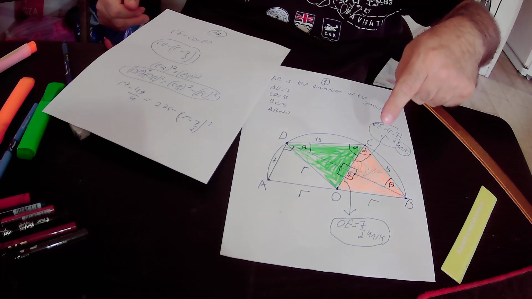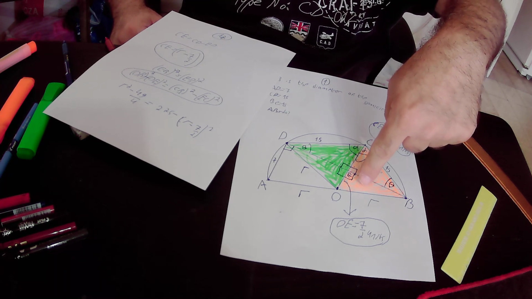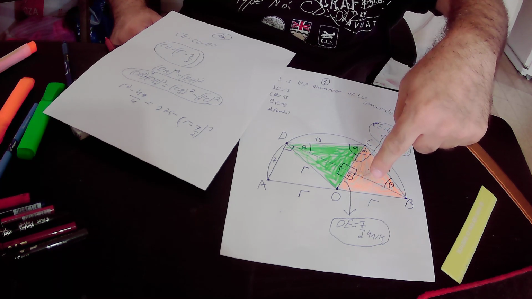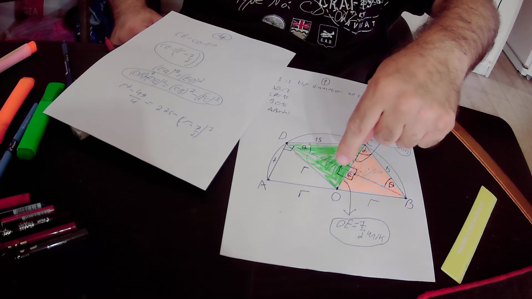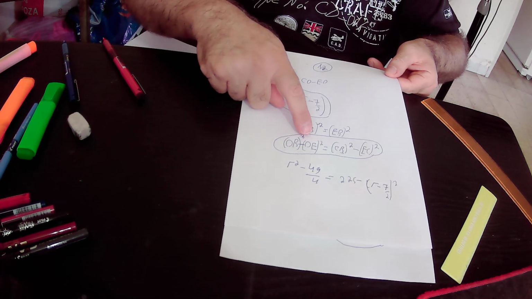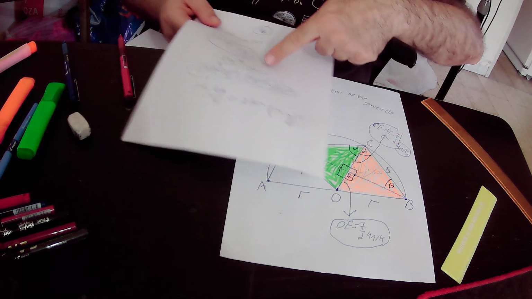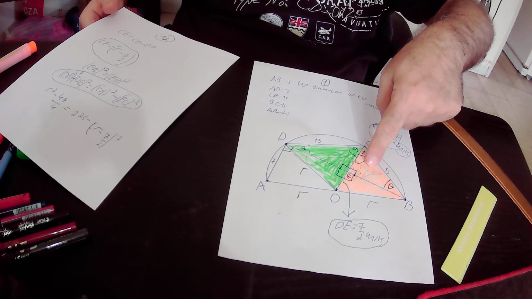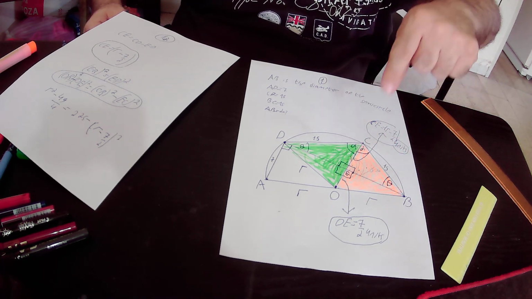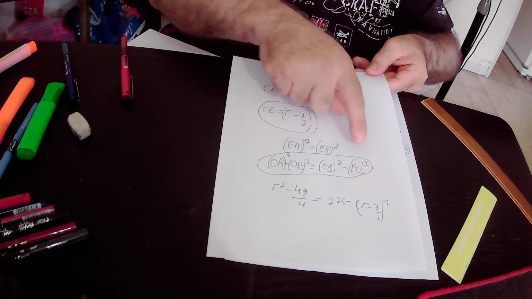And the first EB square is related to this right triangle. Here EB square equals OB square minus OE square. And the second EB square in this equality relates to this right triangle. Here EB square equals CB square minus EC square.